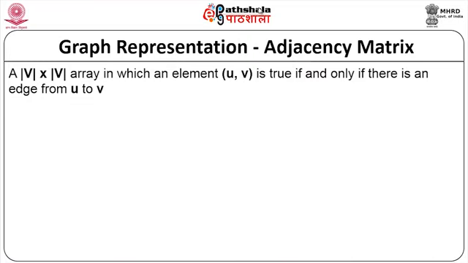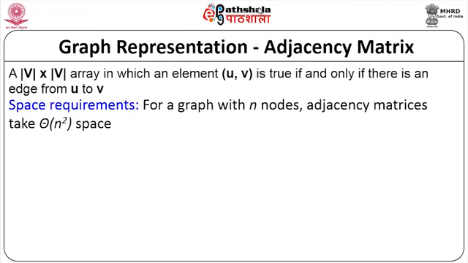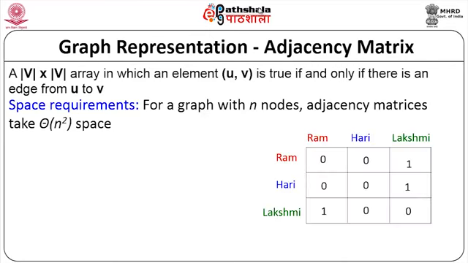So, let us look at an example. V by V, that is the number of nodes, in which element uv is true if and only if an edge exists between u and v. So, the space requirement for a graph with n nodes is an adjacency matrix of size O(n squared). So, this is a small example, we will see a bigger example also.